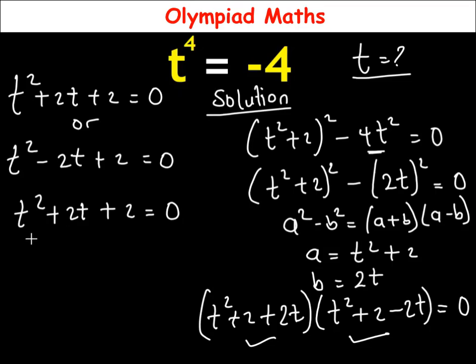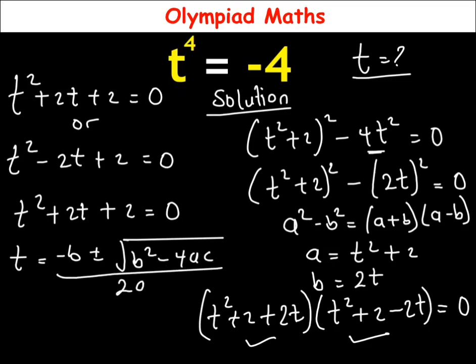And the formula is given by, to solve for t, t is equal to minus b plus or minus square root of b squared minus 4ac all over 2a. Now in this case, the value of a is equal to the coefficient of t squared, which is 1. The value of b is equal to the coefficient of t, which is plus 2. And the value of c is equal to the constant, which is plus 2.